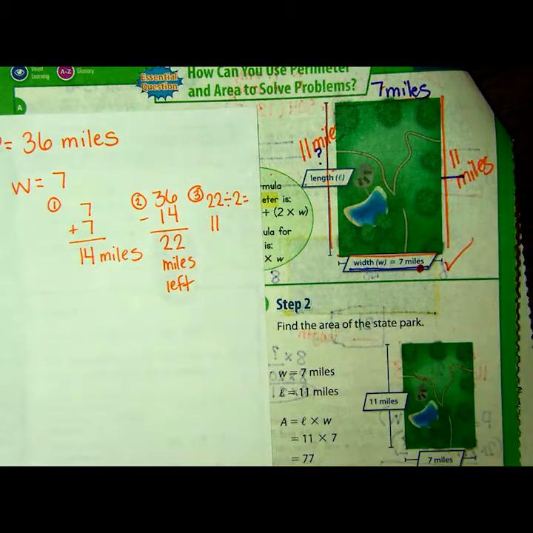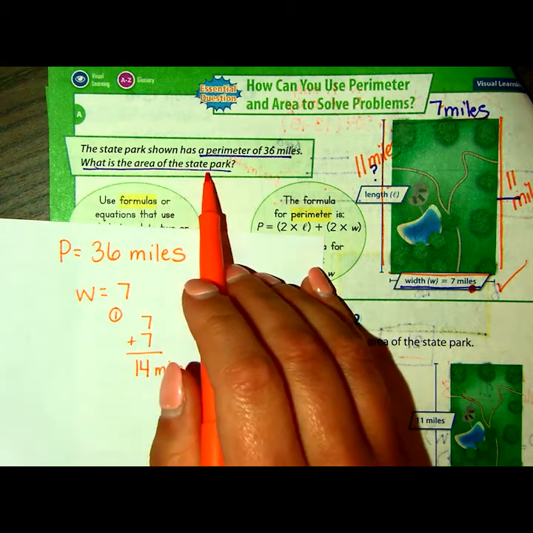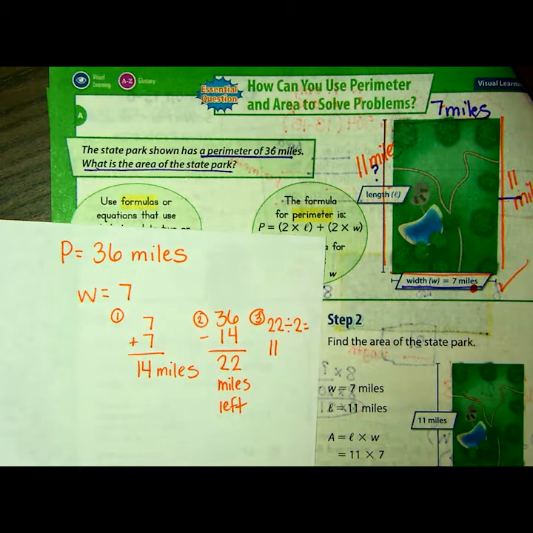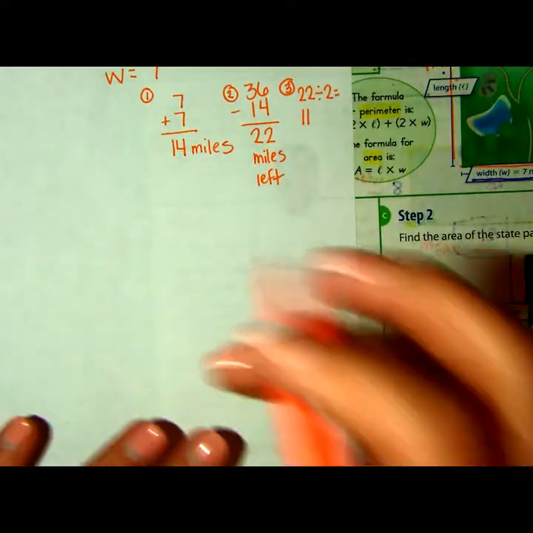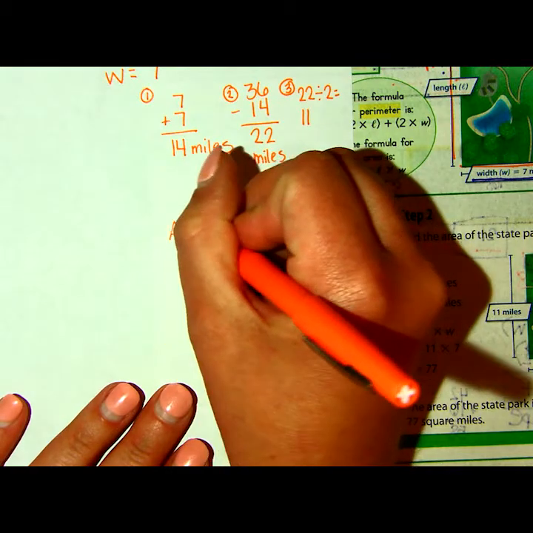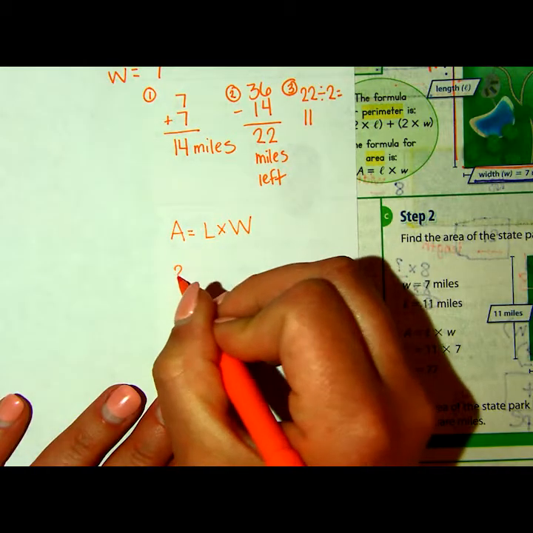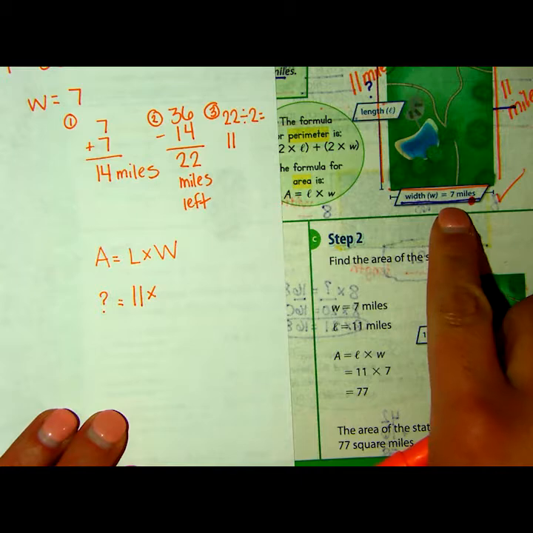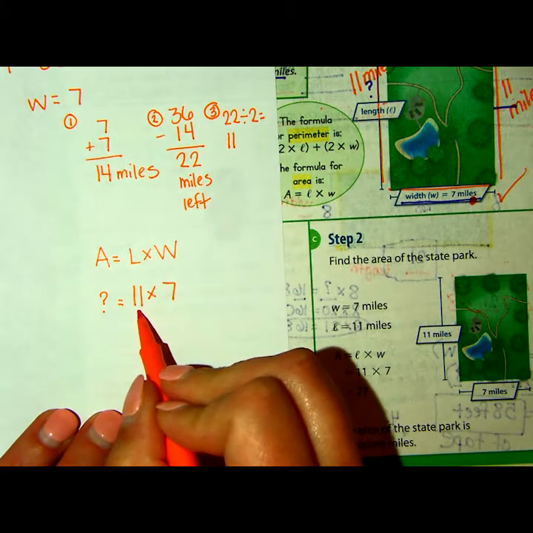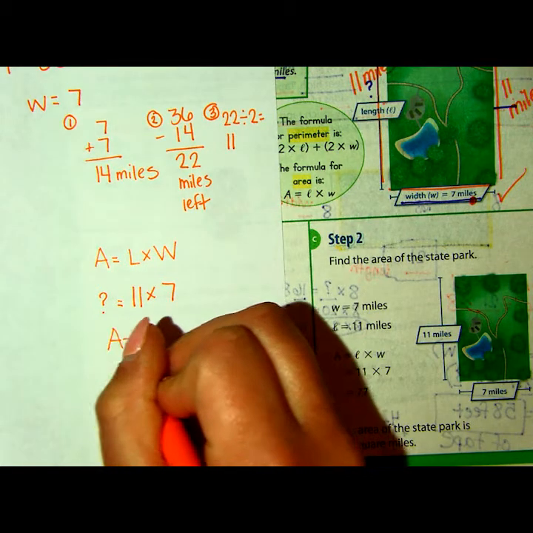And now, when I look back at the second part of this problem, the area of the state park, now I'm able to solve because I have to know the length and the width to solve for the area. So in the second part of this problem, that's where we're using this formula now for area of length times width. Well, I don't know the area. That's the part I'm solving for. But I do now have a length and a width. The length is 11 and the width is 7. Do we know what 11 times 7 is? Of course we do. The area is equal to 77.